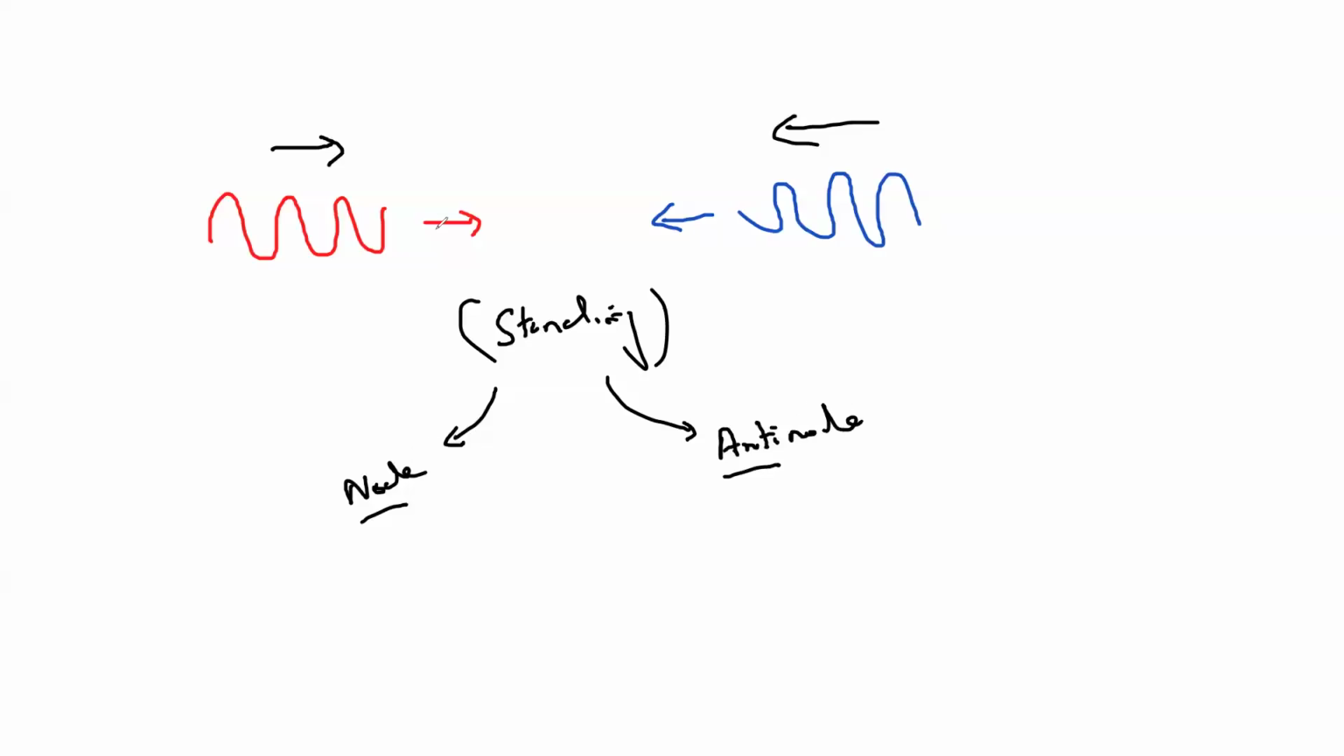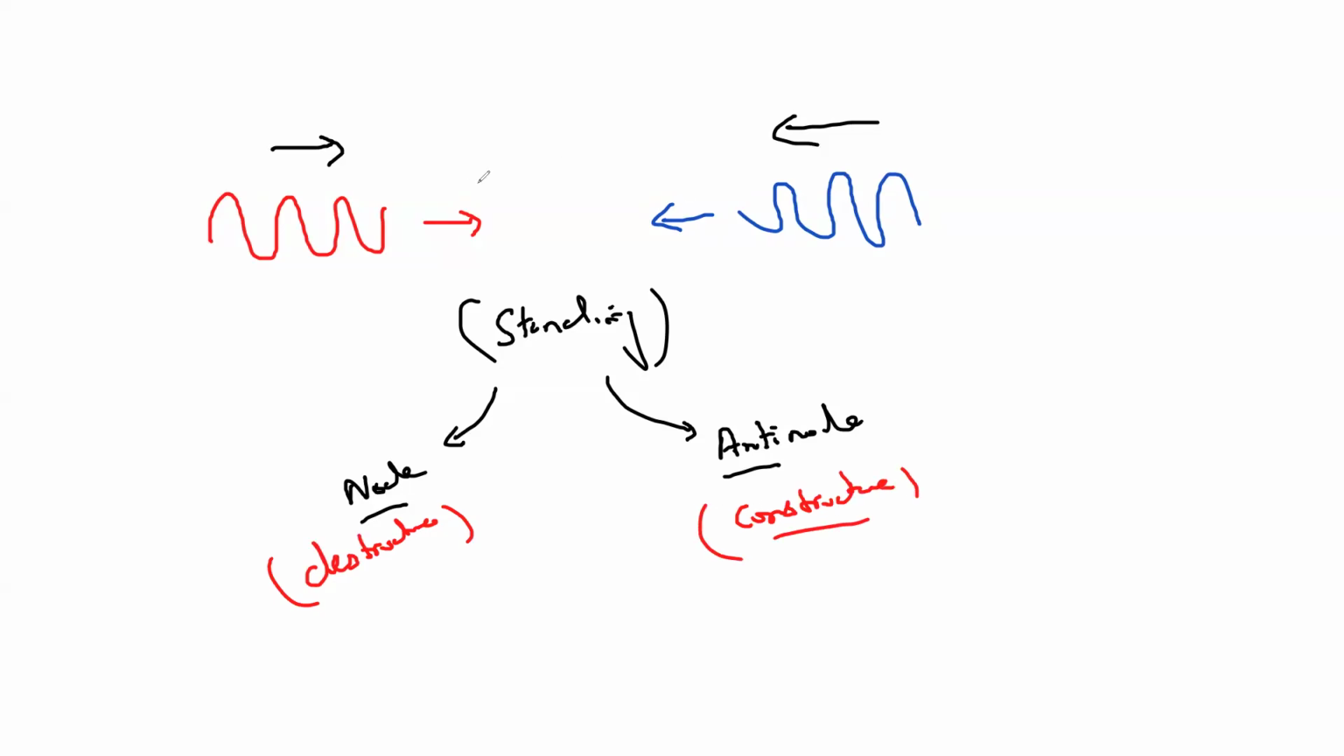What is the meaning of the term node? Nodes are actually the points in the standing wave where we have destructive interference. And antinodes are the points where we have constructive interference.